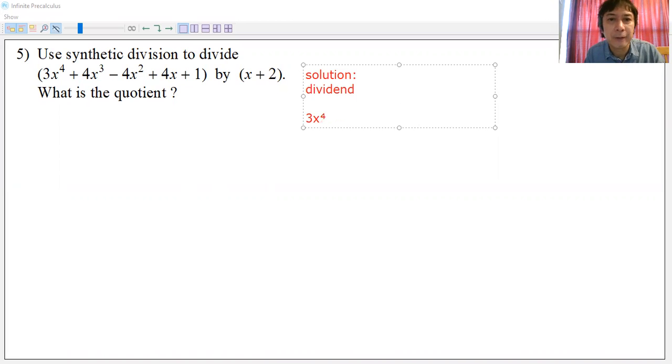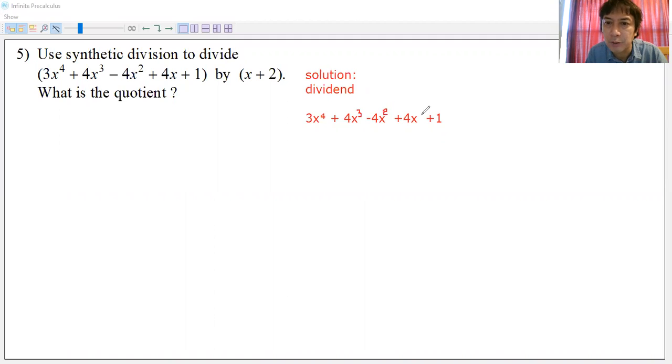Okay, and then we have plus 4x cubed. Let me write the 3, the 2 later. So this will be minus 4x squared plus 4x plus 1. So this will be our dividend. This is to the 3, and this is to the 2.